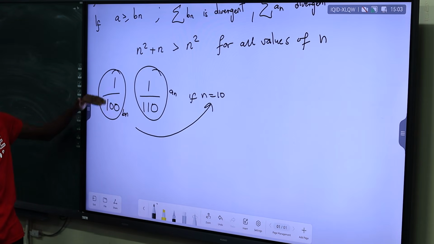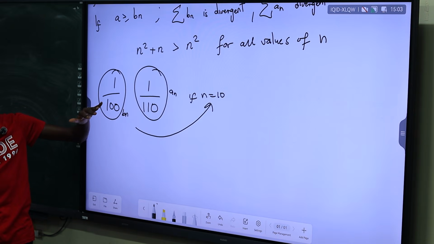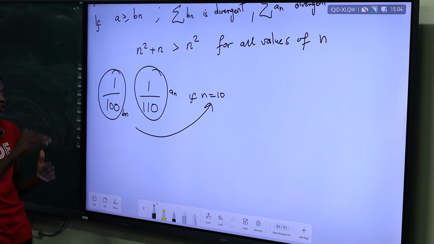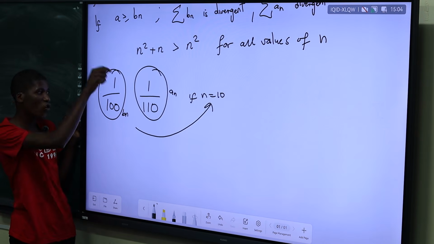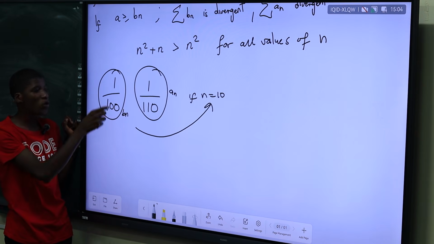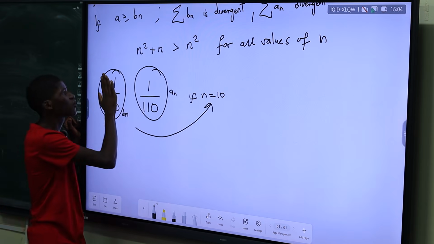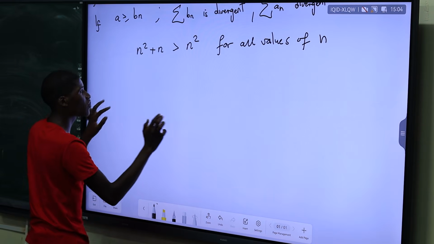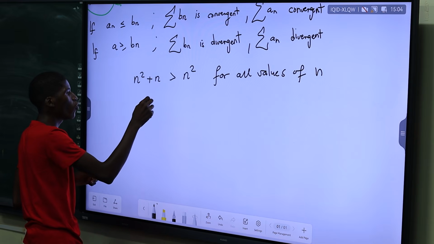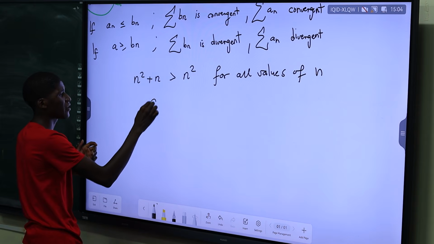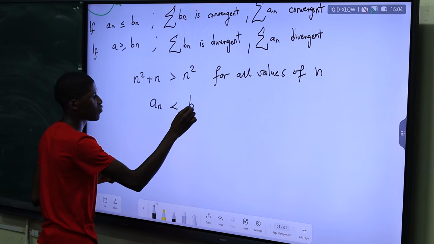So let's compare 1 over 100 and 1 over 110, which one is bigger than the other? 1 over 100 is bigger. Remember, the smaller the denominator, the bigger the fraction. That's why fractions are used to express inverse proportion, because the bigger this number, the smaller the entire fraction. So here, BN will always be bigger than AN for all values of n. So I can conclude and say the value of AN will always be smaller than BN.